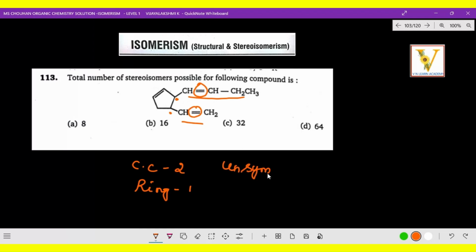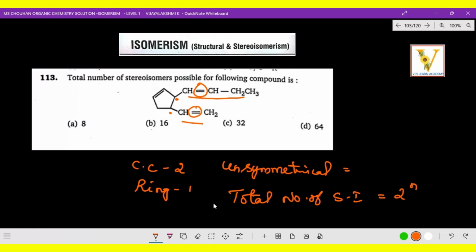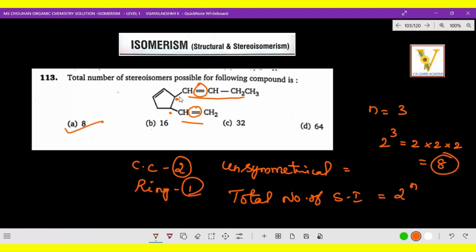First and foremost, this is unsymmetrical. For unsymmetrical, what is the formula to identify the total number of stereoisomers? 2 to the power of n. n equals 3. How do you get the 3? Chiral centers 2 and added to that 1. So this is altogether 3. So 2 to the power of 3, that is 2 into 2 into 2, so you will get 8. So which is the correct option? Option A. 8 isomers are possible in this compound. Hope you got the clarity about this question.